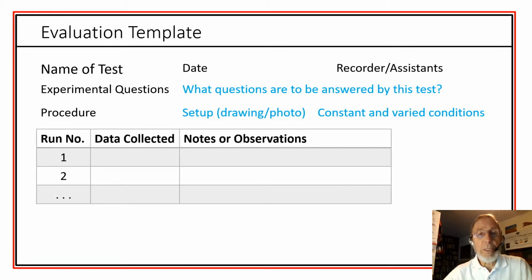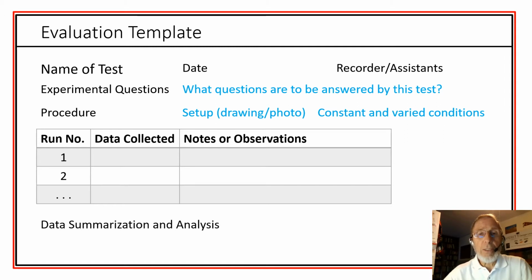Then, as we begin to gather data, it's always handy, useful to have a table or a data sheet so that we have identified what data must be collected, we have room for it, and we don't have our notes on little pieces of paper that get lost.